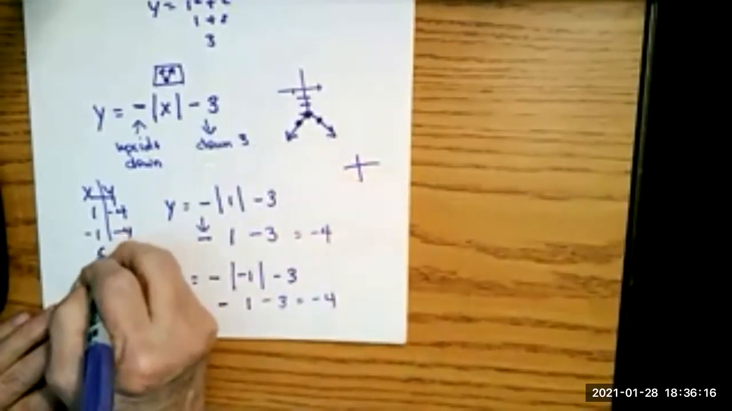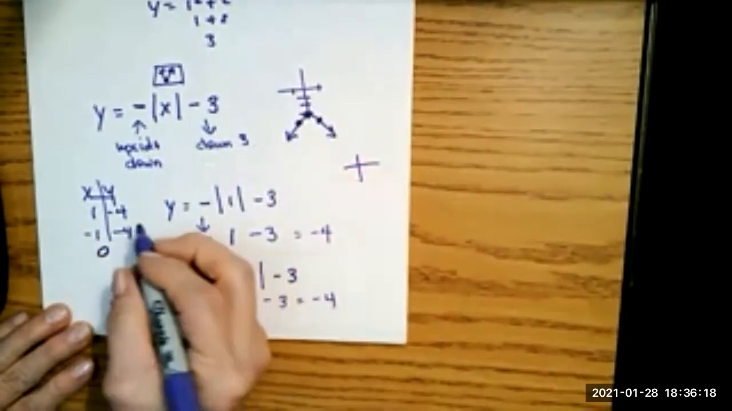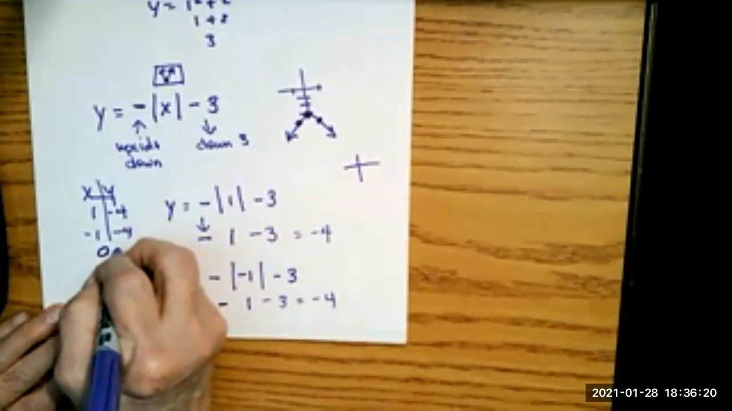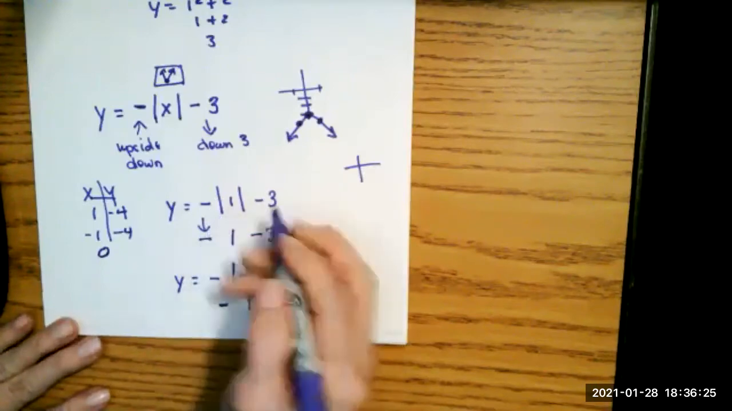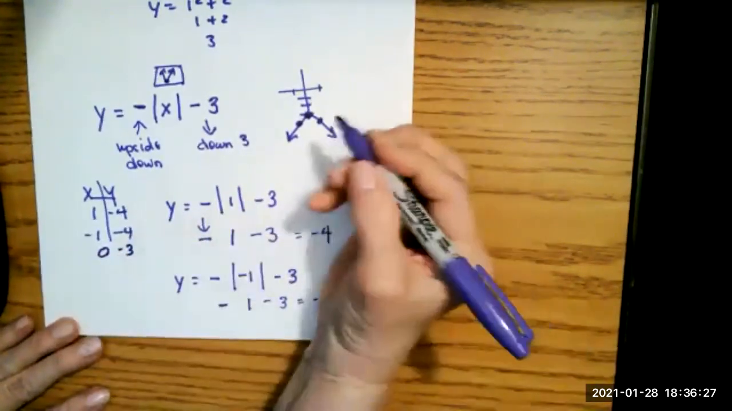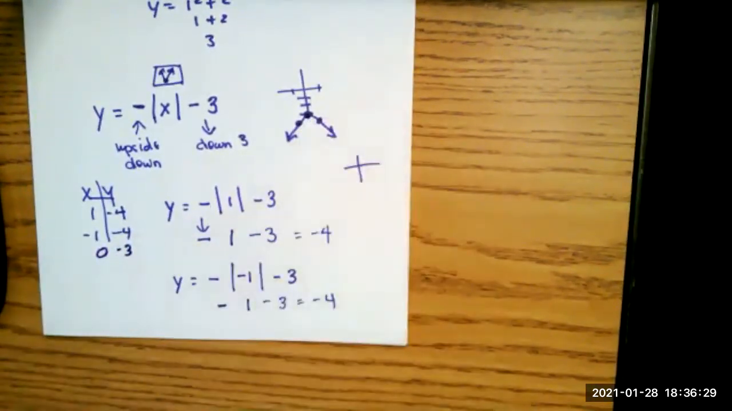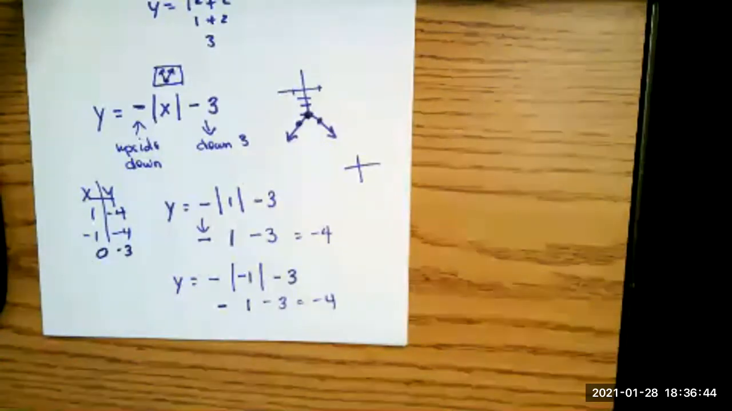I like to put my vertex point in first because I can identify kind of where that is. But if I didn't know that, I could put in a 0. And then when I put a 0 in, the negative of 0 is still 0. 0 minus 3 is -3. And that would give you that point. You can also graph it on your calculator, but remember to use that absolute value key. And you can get some points off of your calculator to get your absolute value graph. Okay?